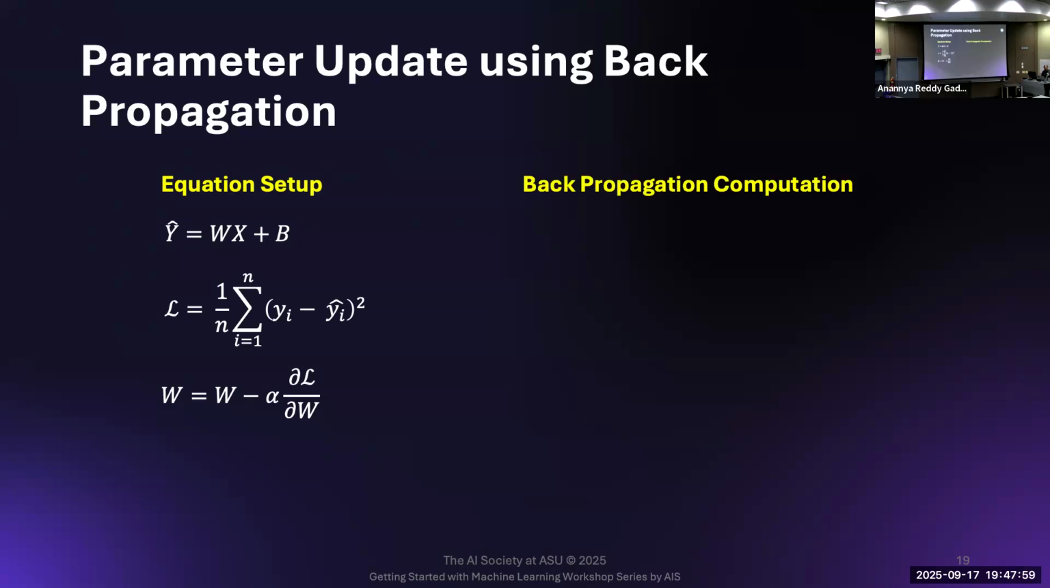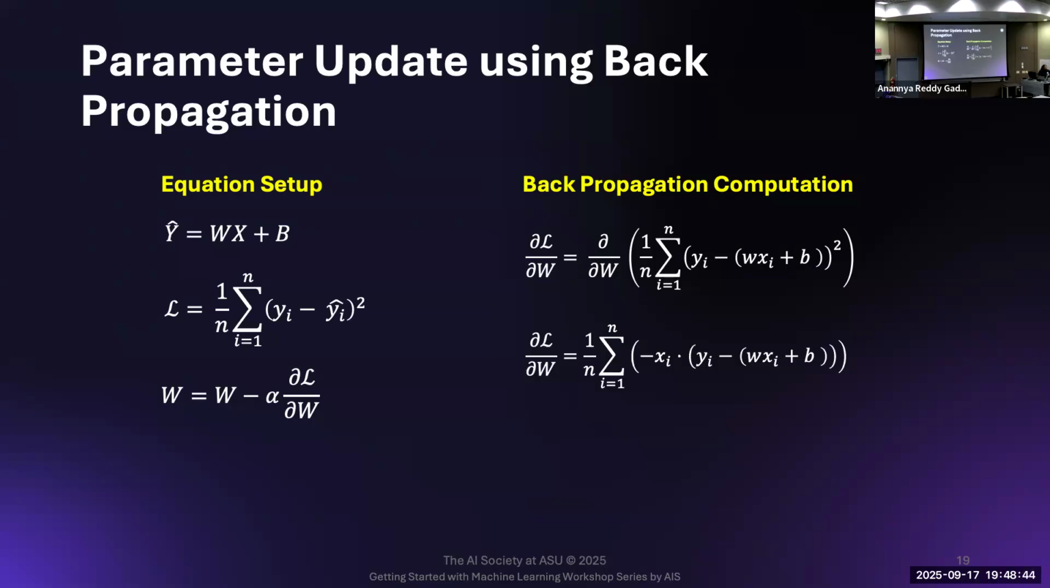Now here's where we compute the backpropagation. We are just taking the loss function and substituting the line equation into that particular equation. Now, we can see that delta L divided by delta W is equal to delta divided by delta W multiplied by 1 divided by n summation of yi minus the line equation, which is nothing but the predicted value. As you can see in the equation setup, we had y hat is equal to wx plus b, right? So we are just substituting that instead of the y hat in this equation.